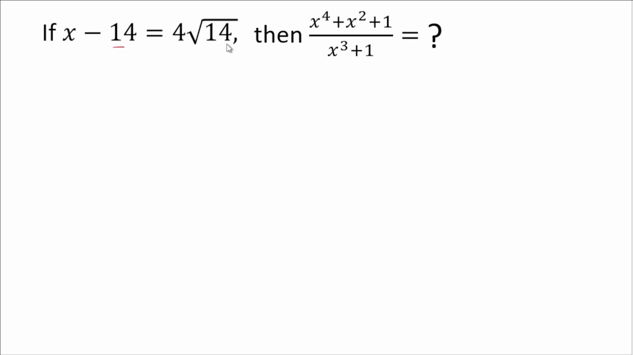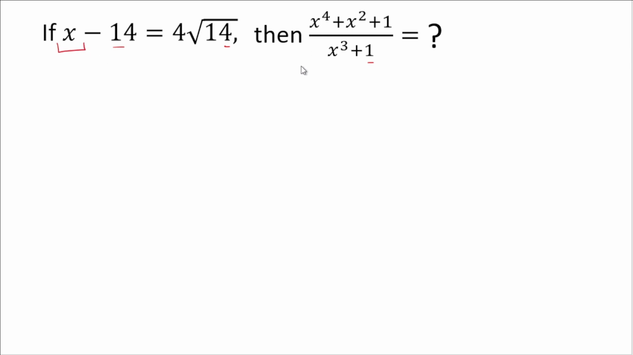Here we will solve this algebraic problem: if x minus 14 is equal to 4 square root 14, then we have to find the value of (x^4 + x^2 + 1) divided by (x^3 + 1). For solving these algebraic expressions, we can take out the value of x very easily.